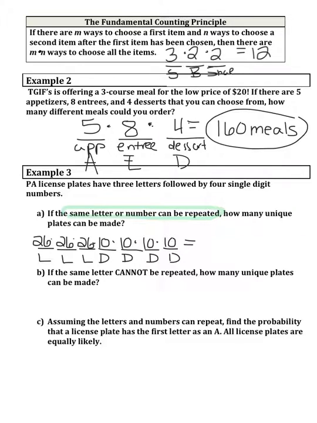Okay, so this is going to be a really big number. I want you to get out your calculator and put that in. Type in 26 times 26 times 26 times 10 times 10 times 10 times 10, or basically times 1,000. This is a huge number. We could create 175,760,000 license plates that would be unique to each other. Before, they would have to be the exact same. That's amazing.